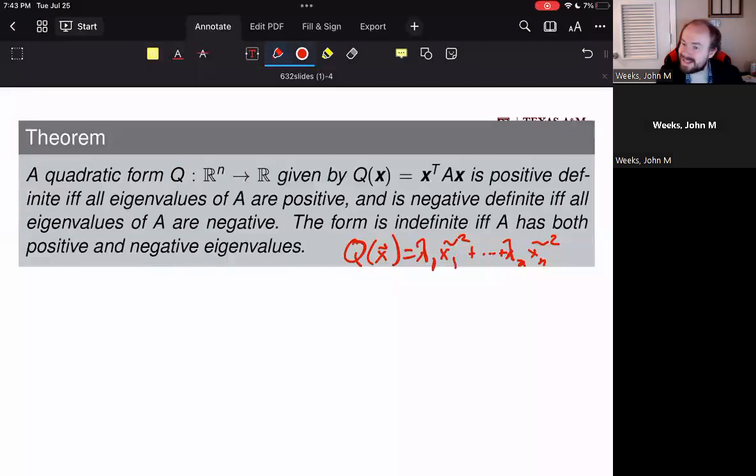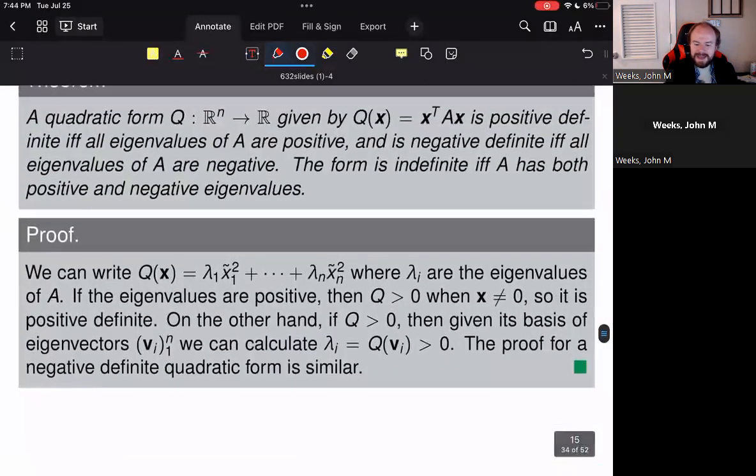If q of x is positive definite, that means whenever I plug in a non-zero vector, all of these x1 tilde through xn tilde squareds are going to be positive. So what actually determines if q of x is going to be positive or not is the values of lambda 1 through lambda n. Indeed, if lambda 1 through lambda n are all positive, this ends up being a positive definite form. And if they're all negative, then this ends up being a negative definite form. So that's going to be our connecting piece of the puzzle here in the proof that you see here. On the other hand, q is greater than 0.